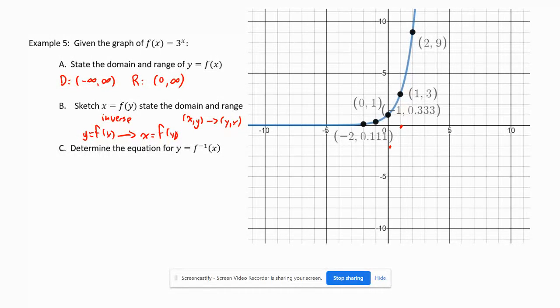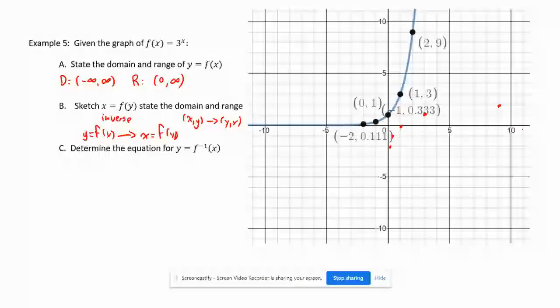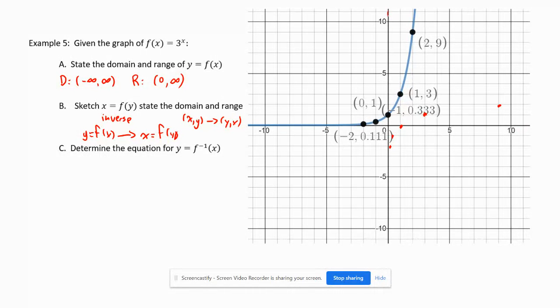Sorry, guys, I missed a point here. Negative 1, 0.33 is 0.33, negative 1, which will be here. 1, 3 becomes 3, 1. 2, 9 becomes 9, 2. Okay. Now, if we remember that this graph had a horizontal asymptote at y equals 0, that means our inverse graph is going to have a vertical asymptote at x equals 0. This graph is going to look like this.